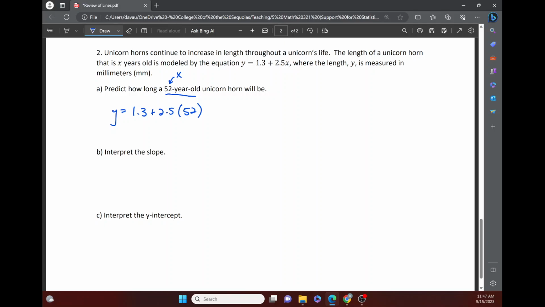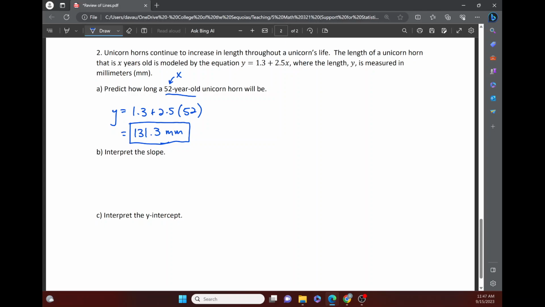So let's see what we get there. 2.5 times 52 plus 1.3 is 131.3. Oh, and that's millimeters, right? That's in millimeters. So we'd expect it to be 131.3 millimeters long.